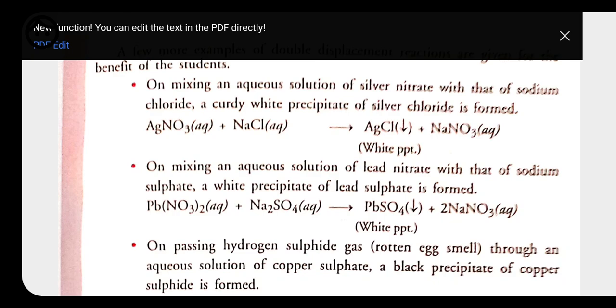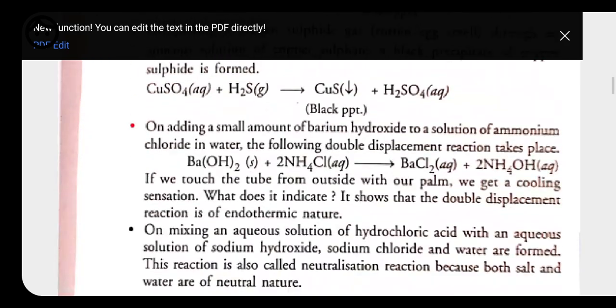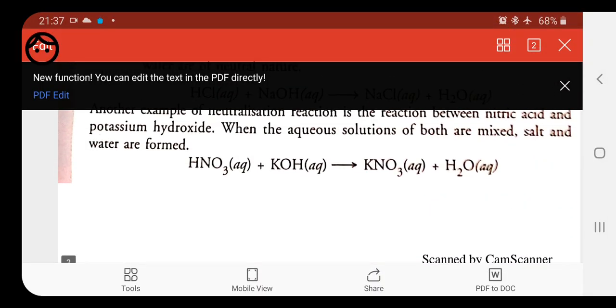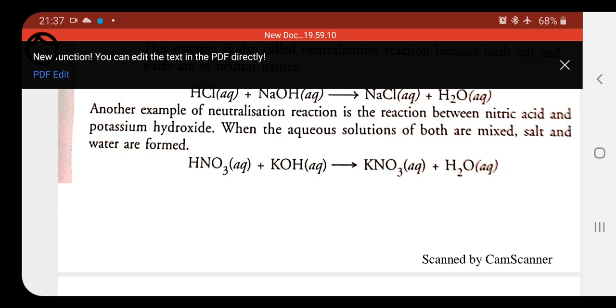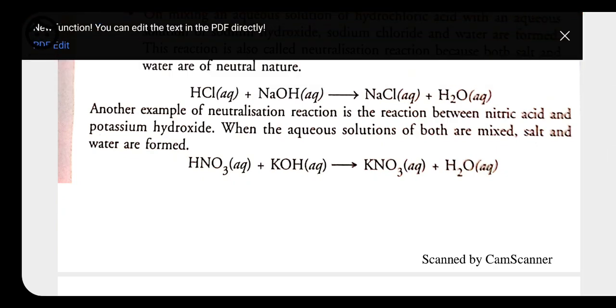Again here we are mixing lead nitrate with sodium sulfate, it will give rise to lead sulfate plus sodium nitrate. Then in the third reaction, here we have hydrogen nitrate reacting with potassium hydroxide, it will give rise to potassium nitrate plus water molecules. So these are all examples of double displacement reaction.